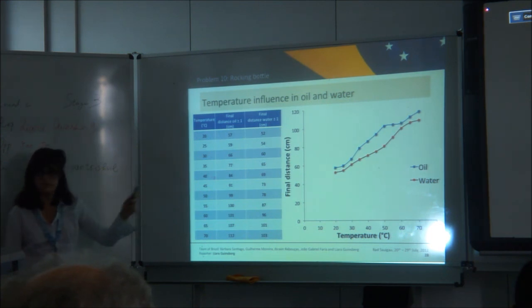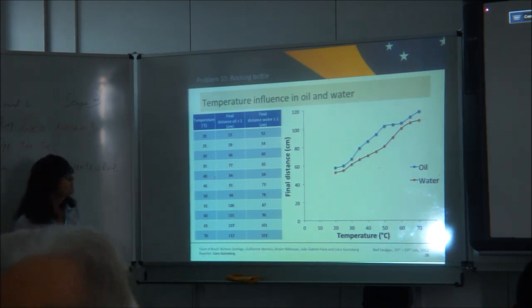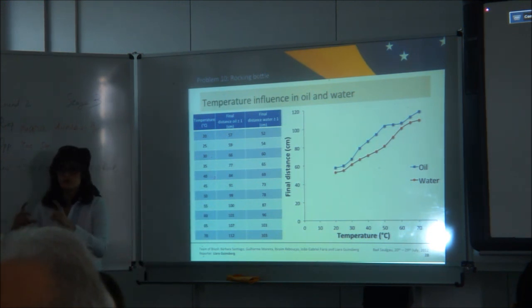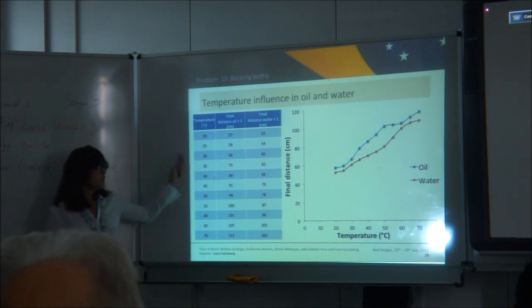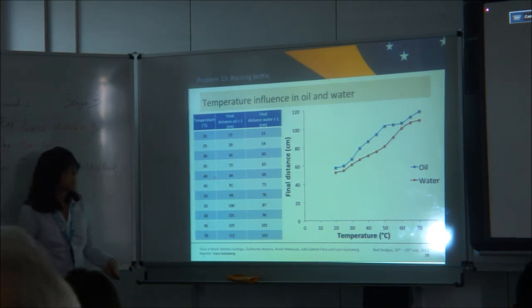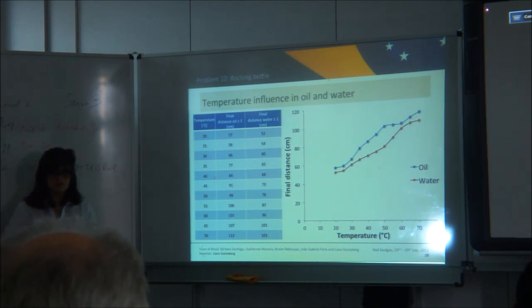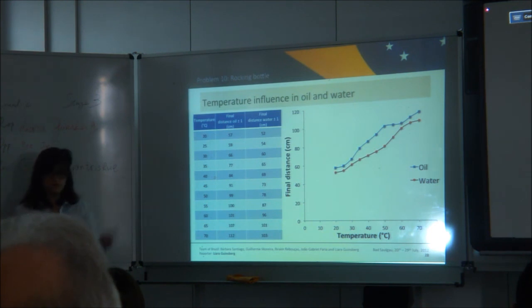From this graph, we can see that the main dissipative force in these two cases is the viscous force. Why does it happen? When we have a higher temperature, we have a lower viscosity. So the dissipation due to viscous forces will be lower, and the final distance will be higher. We can see that also the variation of the density of these fluids is not very relevant. So as we kept the same mass of fluid and the same initial push, these data are correct.